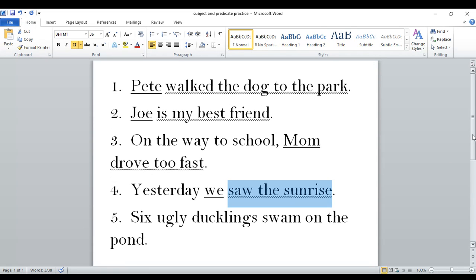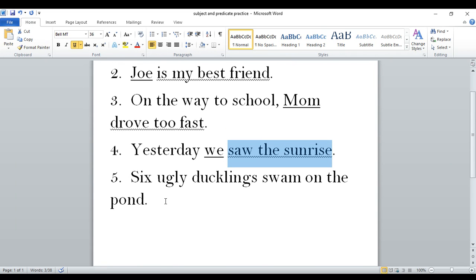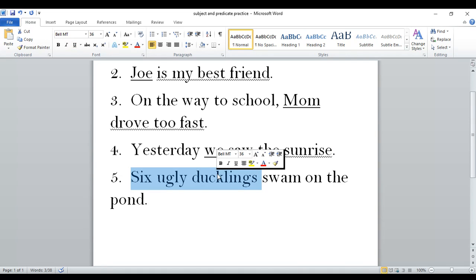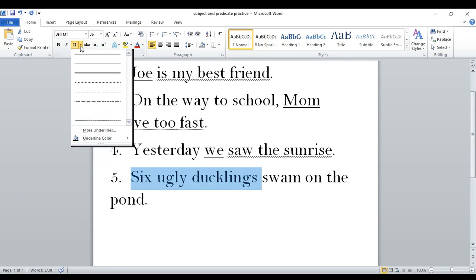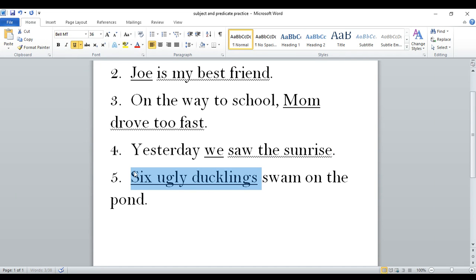And if we look at this last one, 6 ugly ducklings swam on the pond. Who or what is this sentence about? It is about 6 ugly ducklings. So we're going to underline all of that. That's the complete subject, all those words. What did 6 ugly ducklings do? They swam on the pond. So that is our complete predicate.